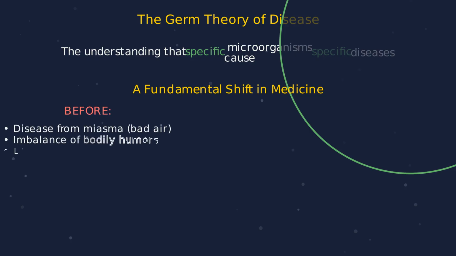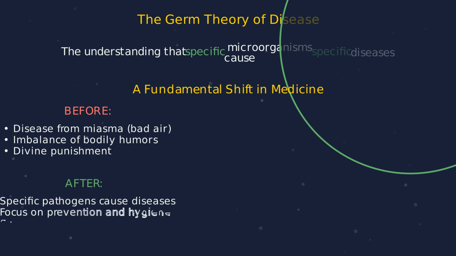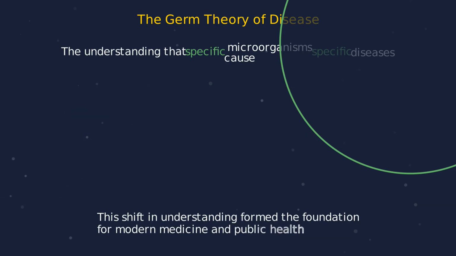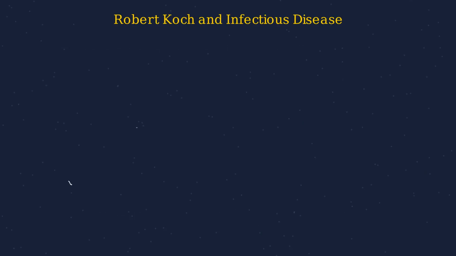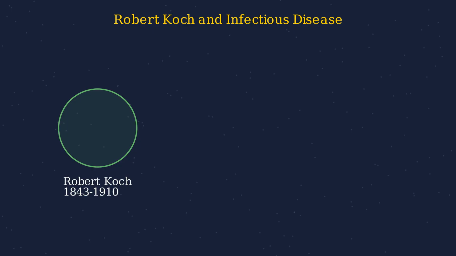Before the germ theory, diseases were thought to be caused by bad air, imbalance of bodily humors, or divine punishment. After its establishment, medicine recognized that specific pathogens cause diseases, leading to new approaches focused on prevention, hygiene, and scientific treatment. This fundamental shift in understanding disease causation formed the foundation for modern medicine and public health practices that we rely on today. Robert Koch, a German physician from 1843 to 1910, made monumental contributions to the field of microbiology.